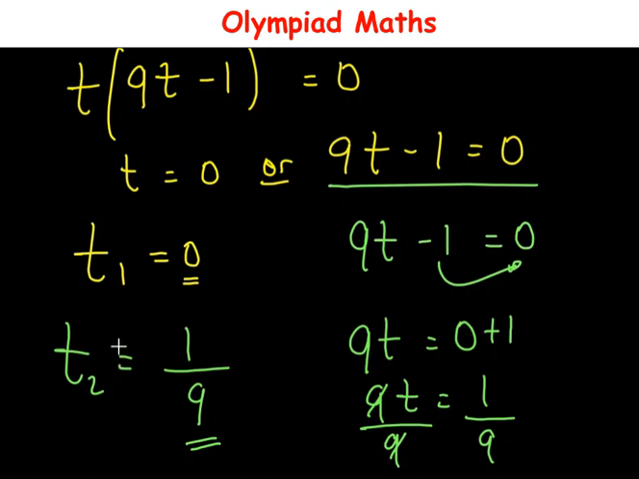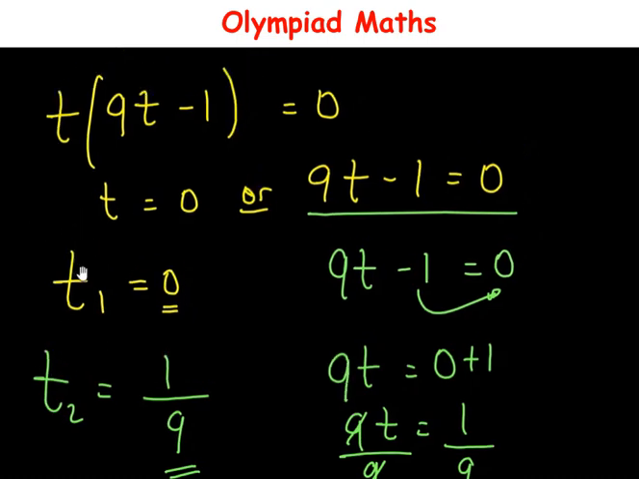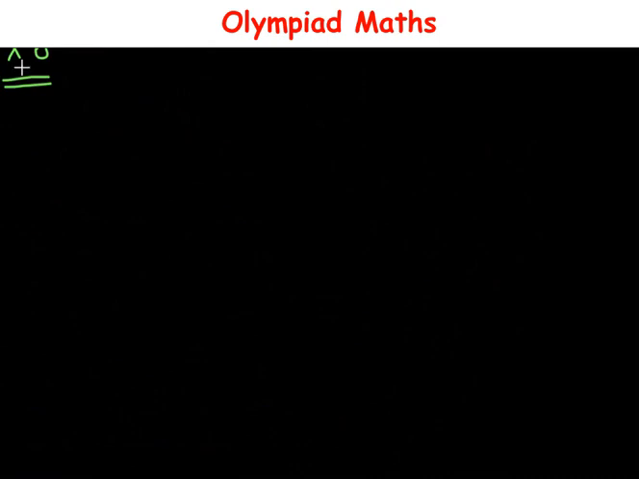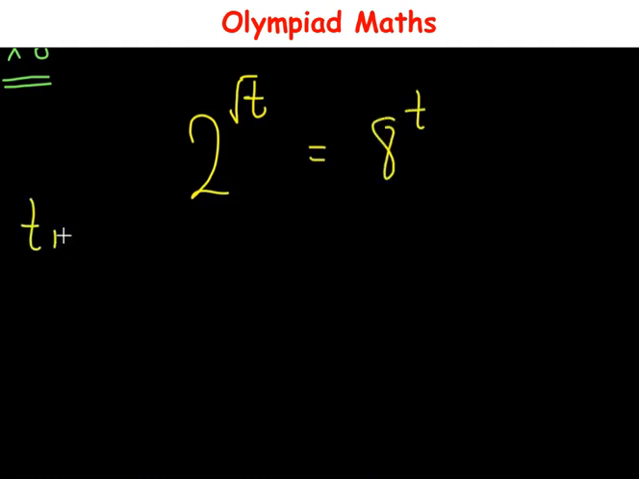Good. Now let us check if these two solutions are the correct solutions that satisfy the given equation. So we have the equation. The equation is 2 raised to power root t is equal to 8 raised to power t. And the first value of t is equal to 0. The second value of t is equal to 1 over 9. So let us check this out.